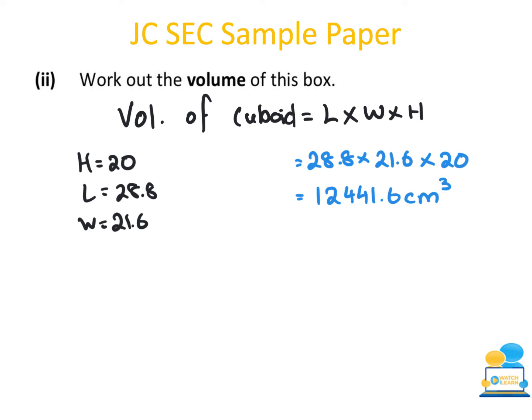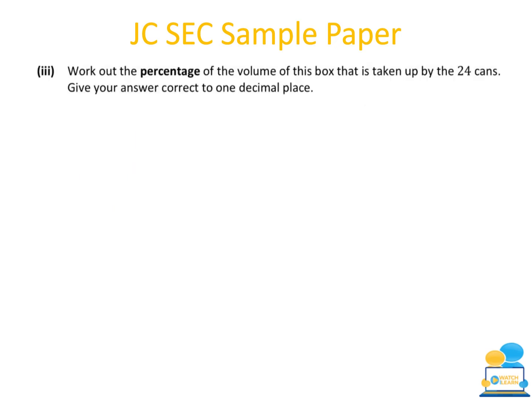So again, just write down whatever answer you get in your calculator if you don't see anything that it tells you to round it to. So continuing on with this question, it says work out the percentage of the volume of this box that is taken up by the 24 cans. Give your answer correct to 1 decimal place.